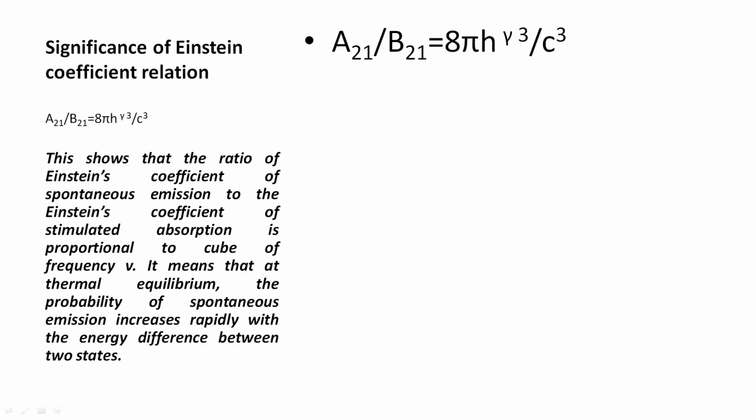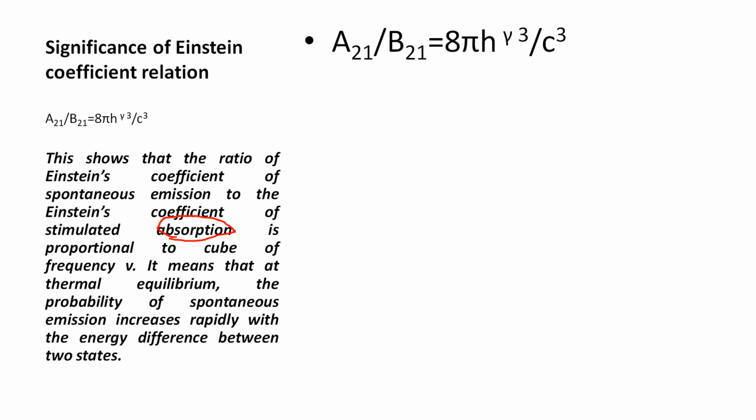Significance: by this relation, A21 by B21 equals 8 pi h nu cube by c cube. This shows that the ratio of the Einstein coefficient of spontaneous emission to that of stimulated absorption is proportional to the cube of frequency nu. It should not be absorption, I'm sorry for the inconvenience. The ratio to the Einstein coefficient of stimulated emission is proportional to the cube of frequency.